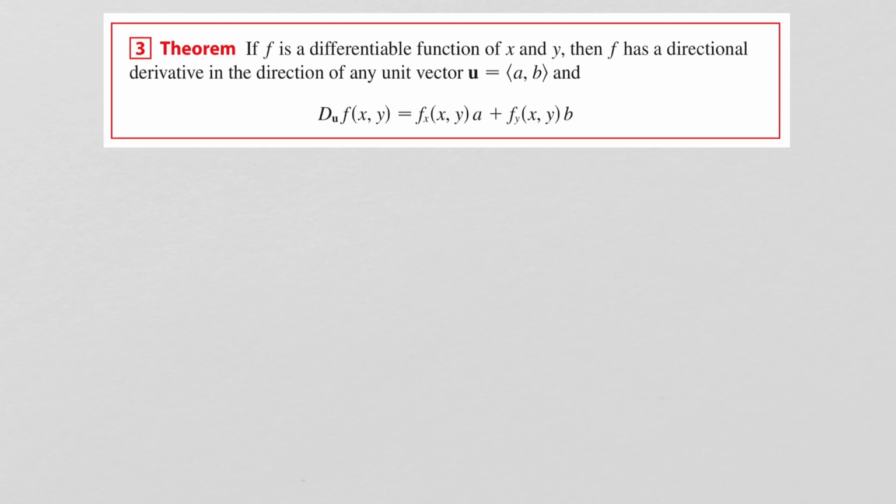So now we need an easy way to compute the directional derivative. So we have the following theorem to help us with that. If f is a differentiable function of x and y, then f has a directional derivative in the direction of any vector u, unit vector, that is, and it is given by the formula partial derivative of f with respect to x multiplied by the first component of that unit vector plus the partial derivative of f with respect to y multiplied by the second component of that unit vector. This is an extraordinarily easy formula for finding the directional derivative.